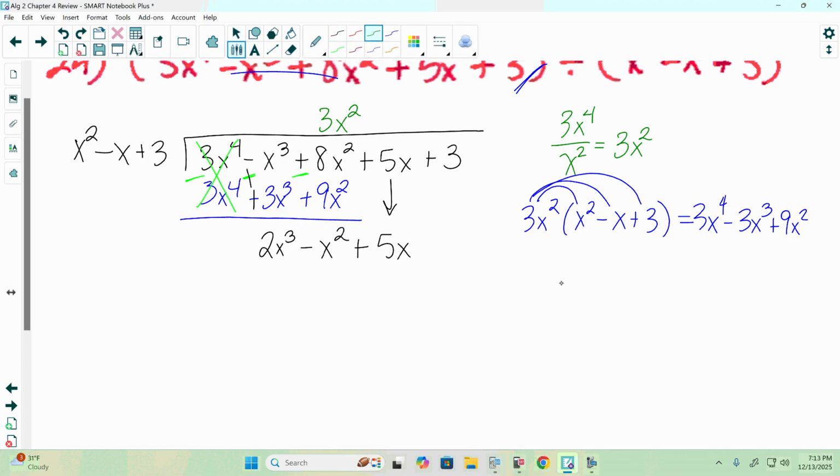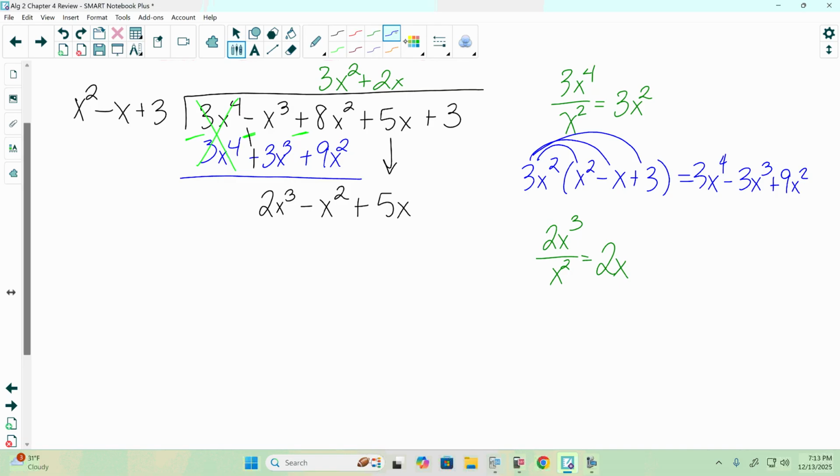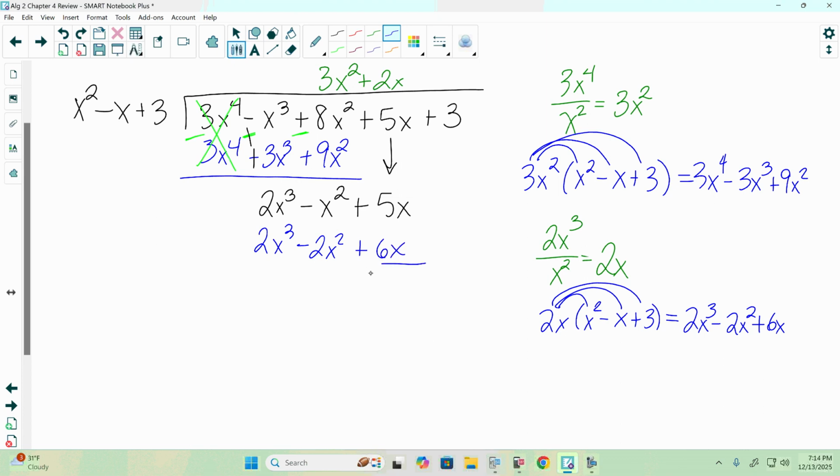Repeat the process. Our biggest term inside is 2x cubed. Our biggest term outside is x squared. 2x cubed divided by x squared is going to be positive 2x. So plus 2x. And then again, we're going to multiply it by what's outside. So we have 2x times x squared minus x plus 3. 2x times x squared is 2x cubed. 2x times negative x is negative 2x squared. And 2x times 3 is plus 6x. We put it underneath: 2x cubed minus 2x squared plus 6x.